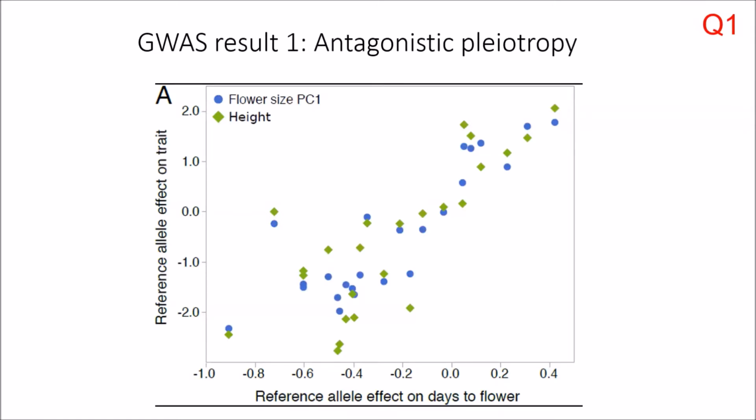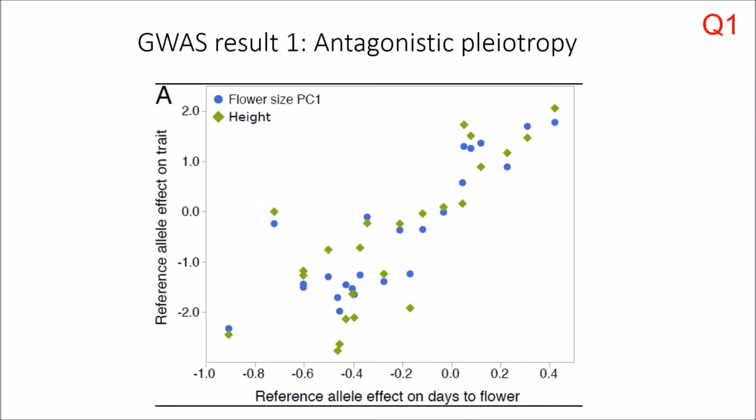How large your flower is, the blue points, and how tall you are at the time of flowering, which is the green points. You can see that these two things exhibit a strong correlation at the scale of individual SNPs, which parallels the kind of whole genome genetic correlation we've estimated through more classical quantitative genetic methods.